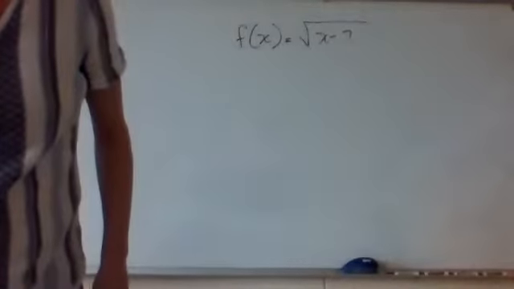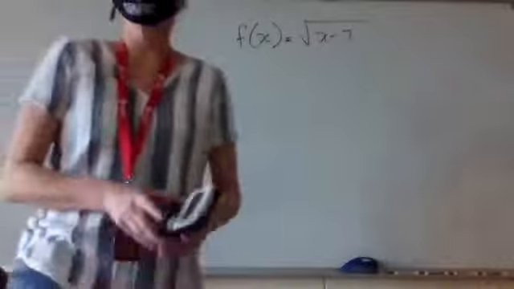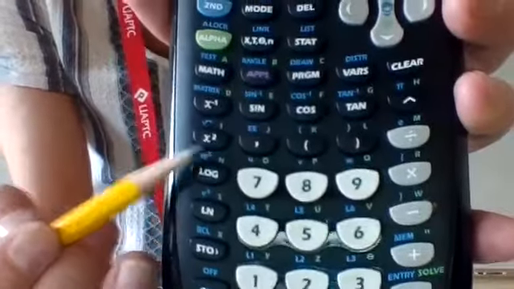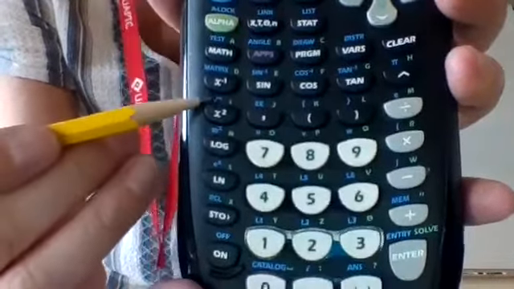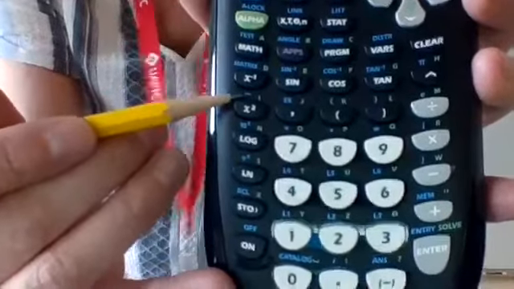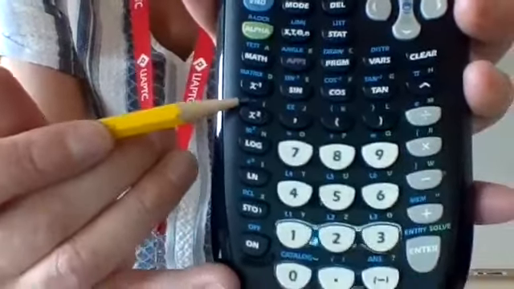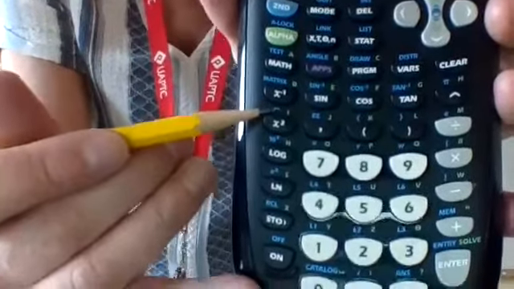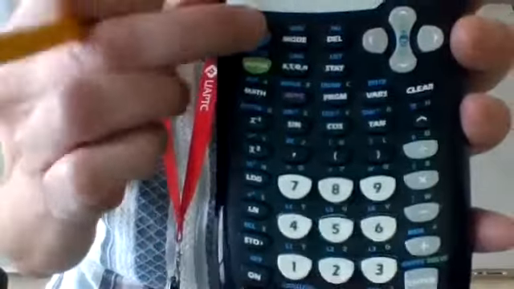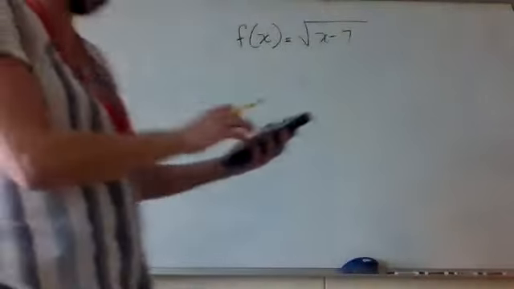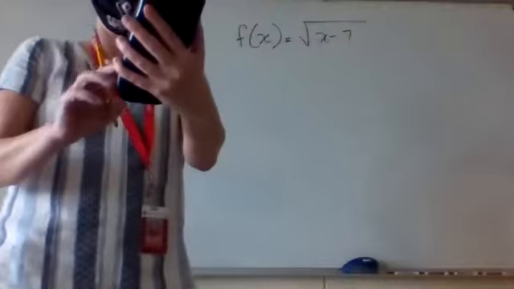So go to your y equals and clear it out. Now, remember where your square root button is. Here's my square root symbol. It's right above that x squared button. So since it's blue, if you're trying to get to a blue thing on your calculator, that just means to hit your second button first. So second square root. Then under the square root, I'm going to type in x minus 7 and graph it.